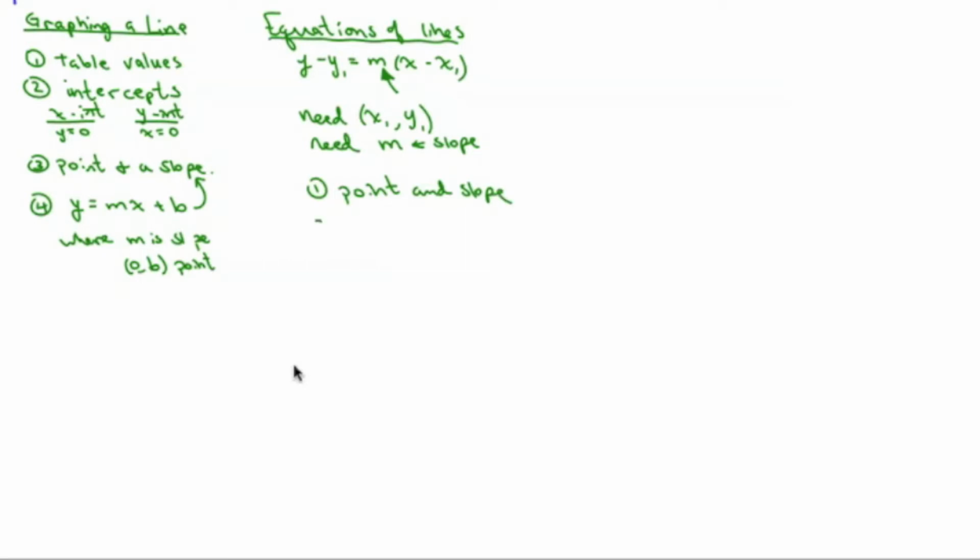I could give you two points. If I give you two points, there's a sub-step. What's the sub-step? Yeah, you need the two points to find your slope.